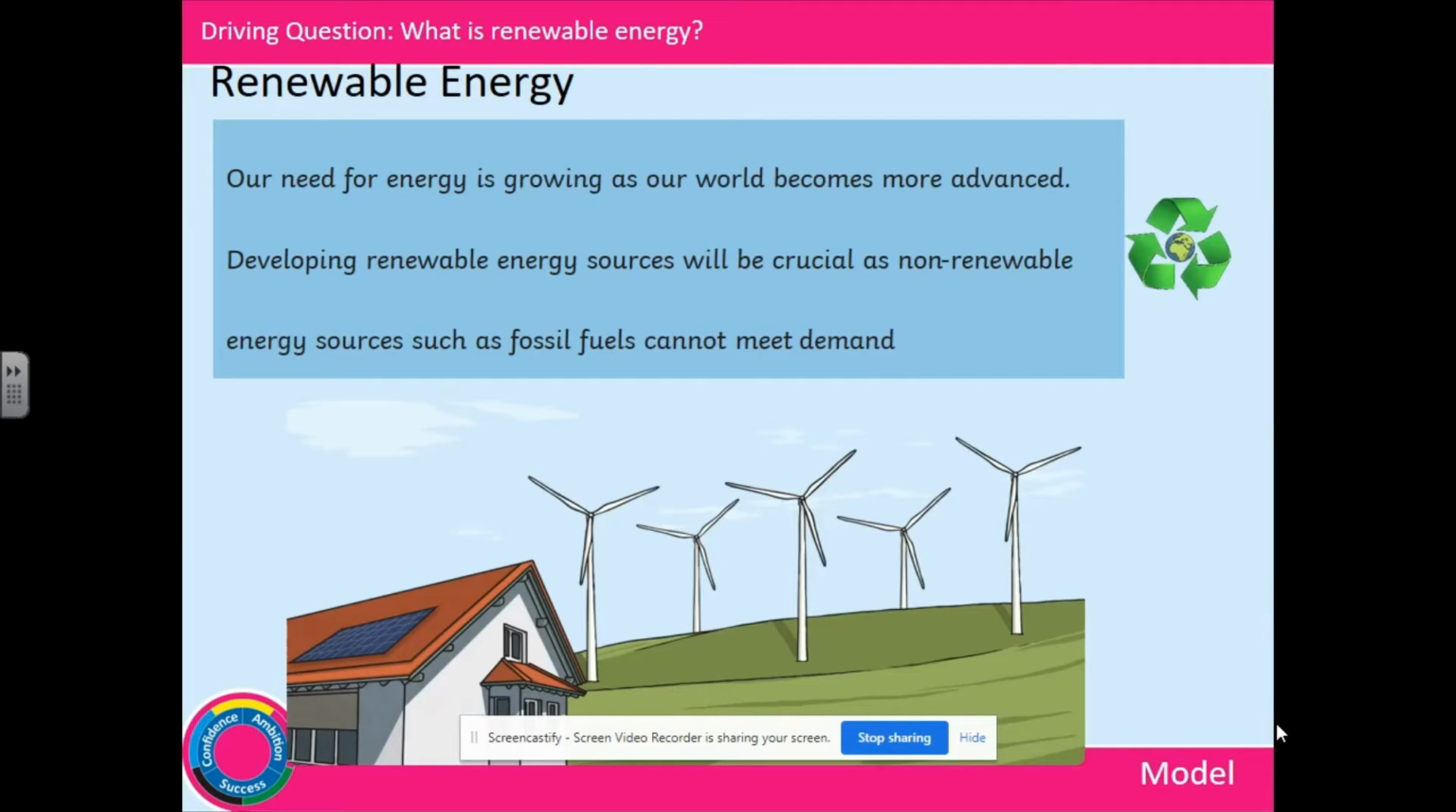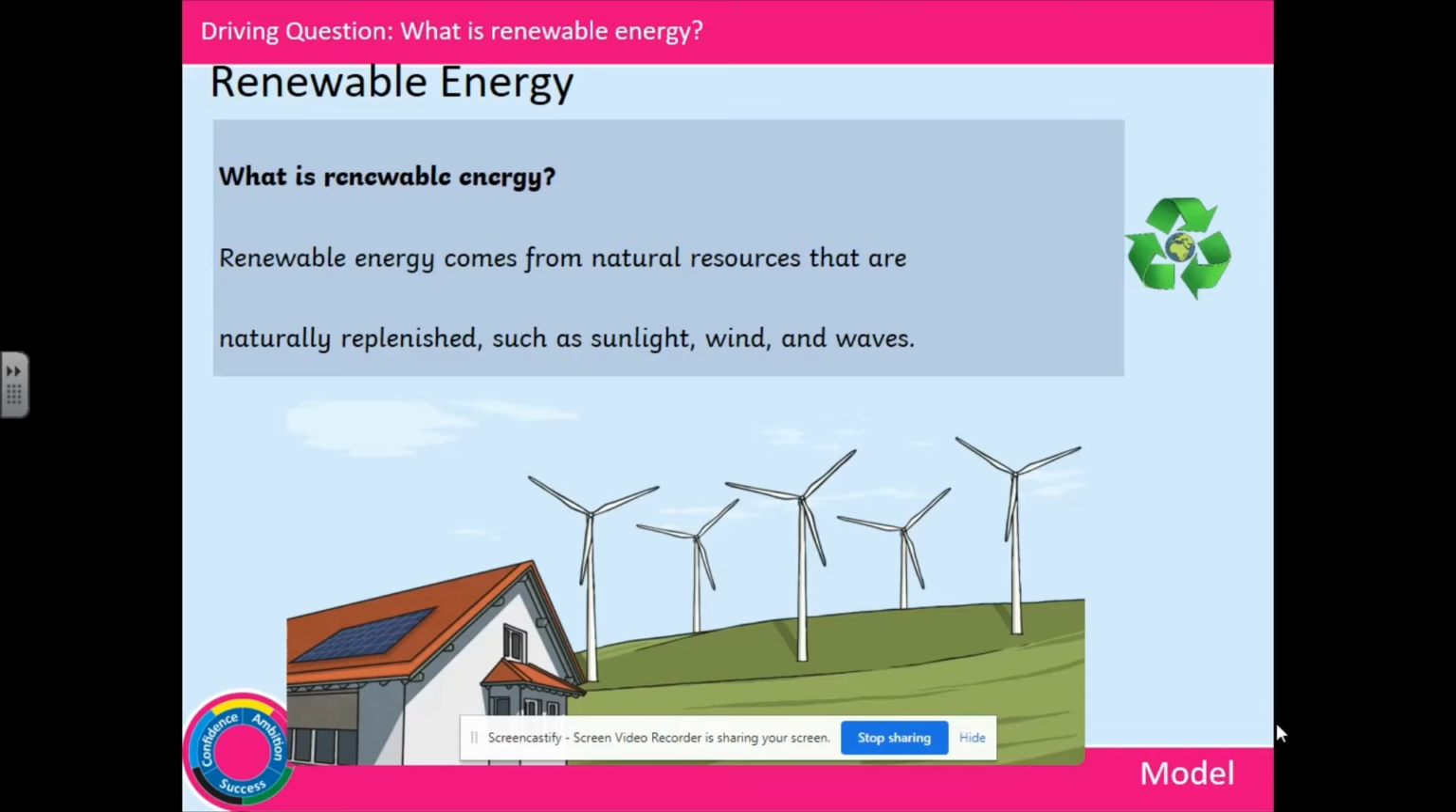Now, let's get down to the nitty gritty. Now, we're looking at renewable energy. Our need for energy is growing as our world becomes more advanced. Developing renewable energy sources will be crucial as non-renewable energy sources such as fossil fuels cannot meet the demand.